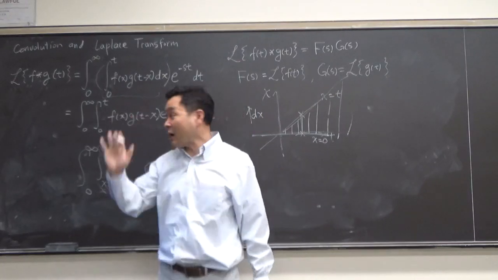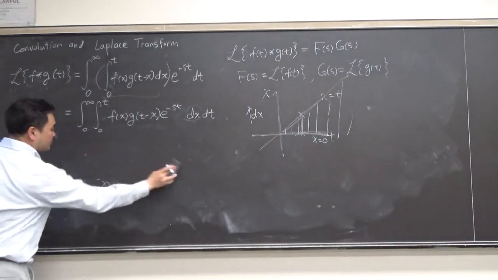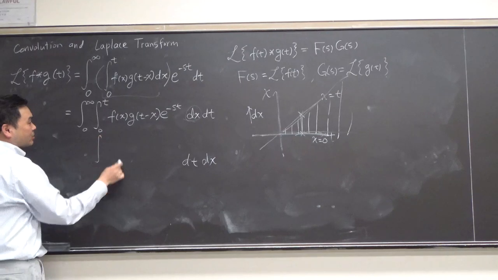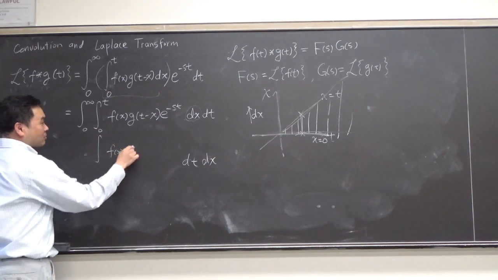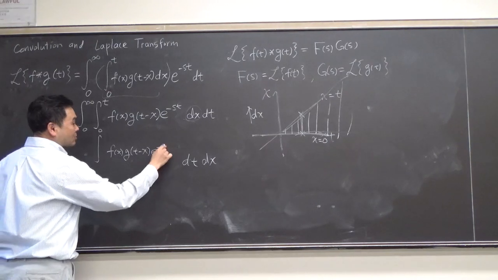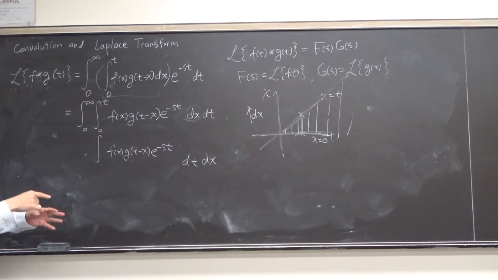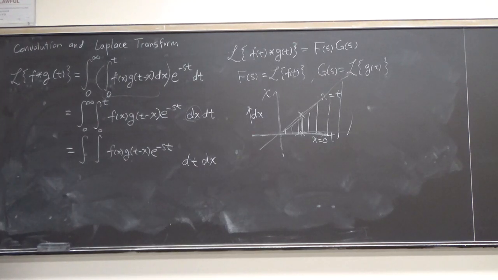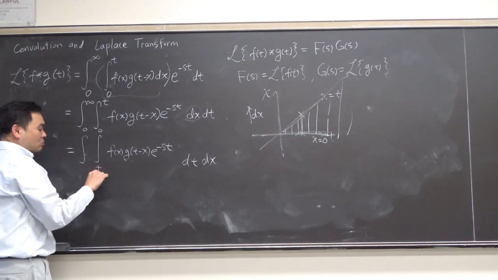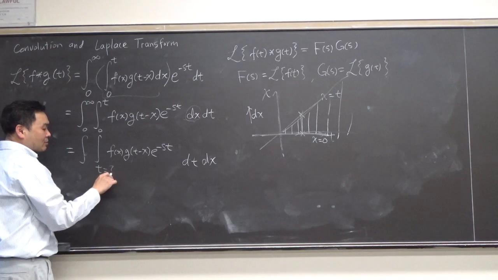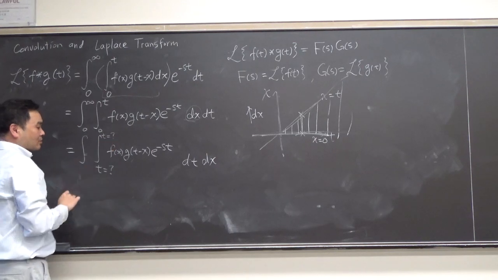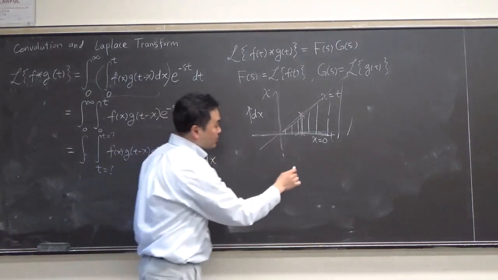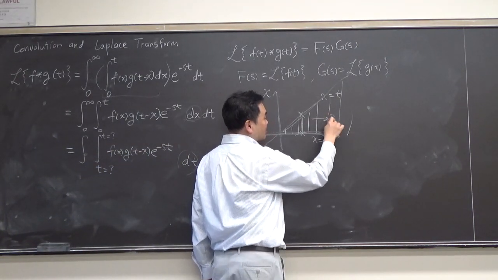Okay? Now I want to change this into dt dx. So the inside wouldn't change. It's still f of x, g of t minus x, e to the negative st. And dt goes inside, dx goes outside. And then, because now dt is inside, the limits in here should be t equals a function of x, and t equals a function of x. And then you have the x values, right? And dt in this picture is, t is this direction, so dt is this way.